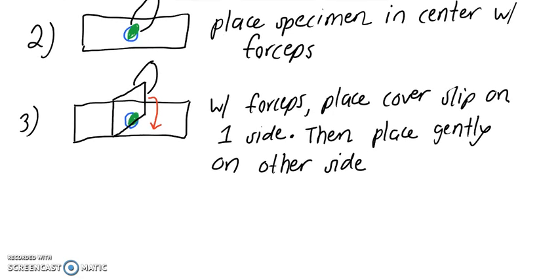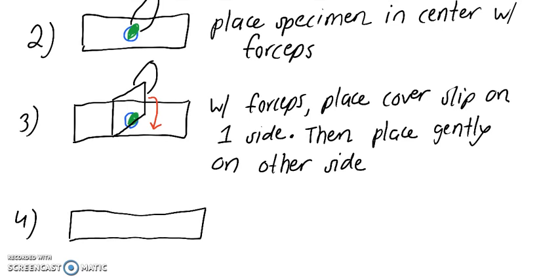So in the last step, you will have something that looks like this. So there is my specimen, and the water that was just there kind of got squished, so it distributed itself, it got compressed. And then here is my cover slip.